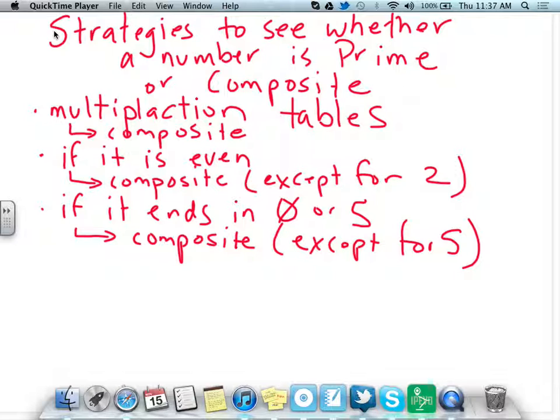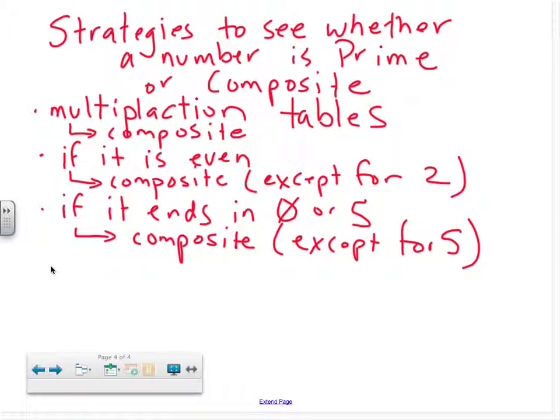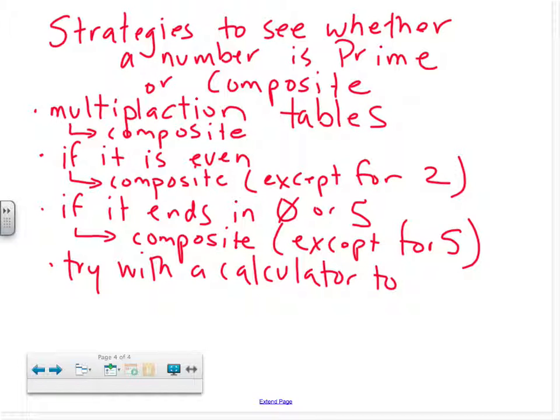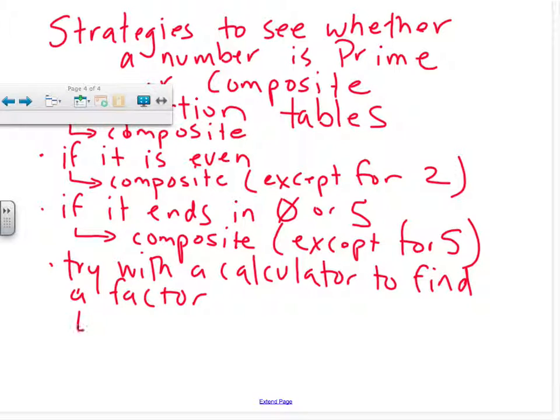Maddie? You take the number and start dividing it by. Yeah. Try with a calculator. Try with a calculator to find a factor. But we also just talked about even a more specific strategy. Because we're not going to try all the numbers on your calculator. What are you going to try?